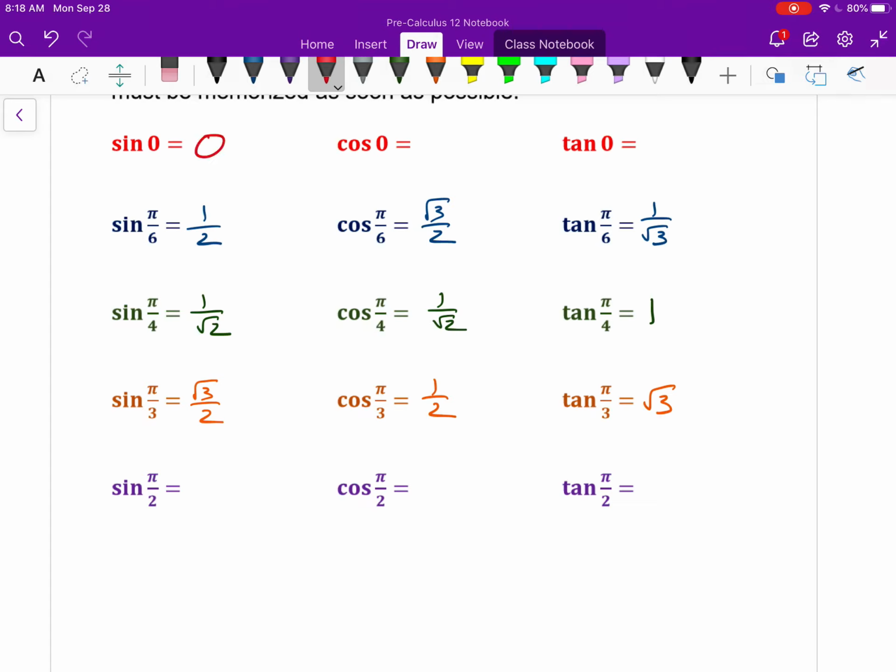The sine of 0 is 0, the cosine of 0 is 1, the tangent of 0 is 0. And for 90 degrees, the sine of pi over 2 is 1, the cosine of pi over 2 is 0, and tangent of 90 degrees is undefined.